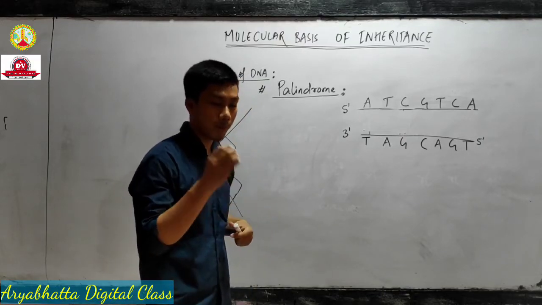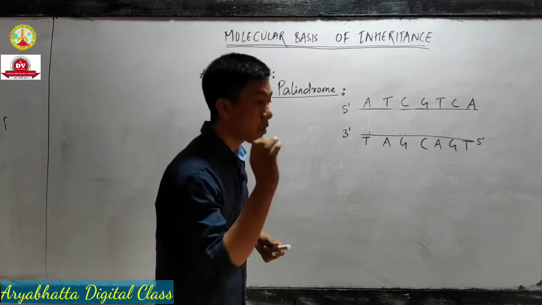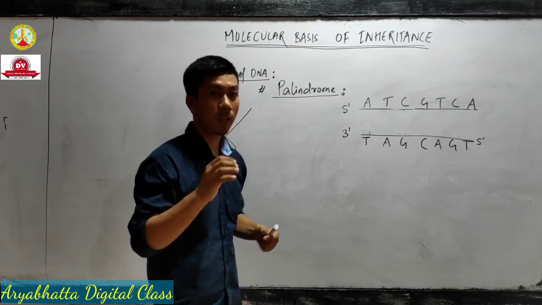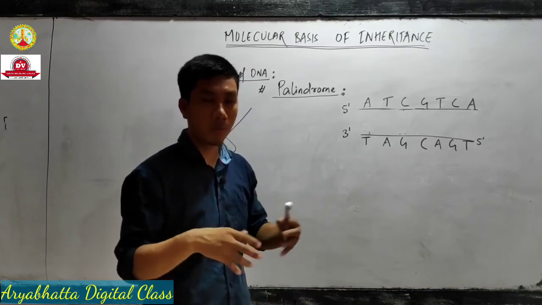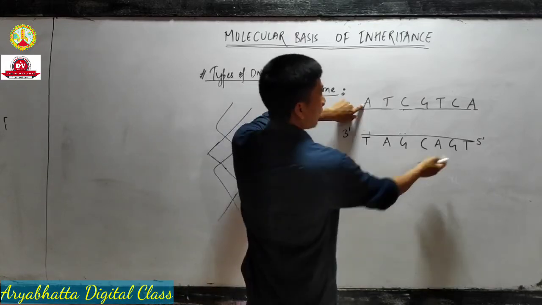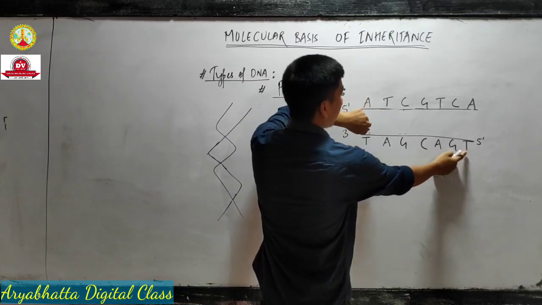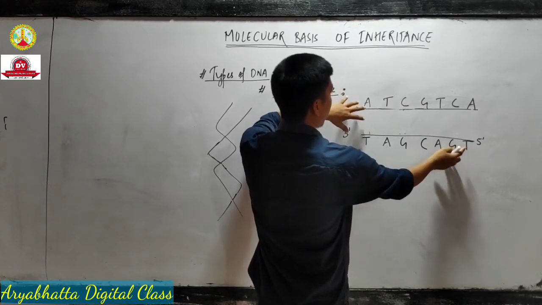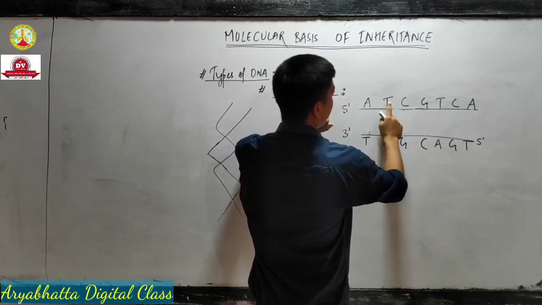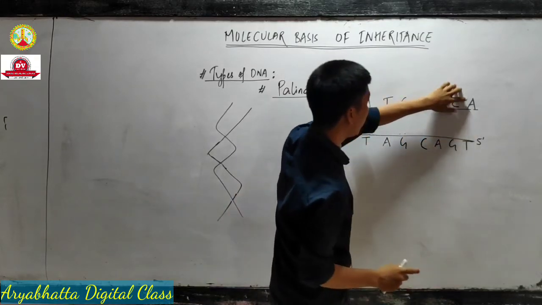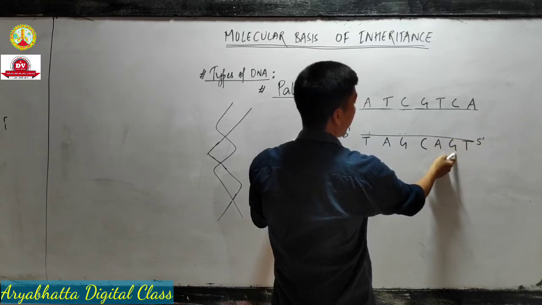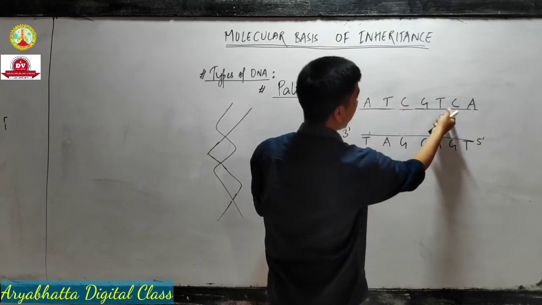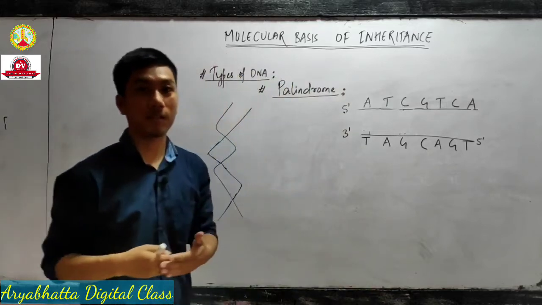What is a palindrome sequence? A palindrome is a sequence of nitrogenous bases that, when we read in both directions, we read the same. Look: adenine, thymine, cytosine, guanine, thymine. Here we have this strand. Now read it from 5 prime: adenine, thymine, cytosine, guanine. So this is the same. The only difference is that thymine is replaced with adenine here.